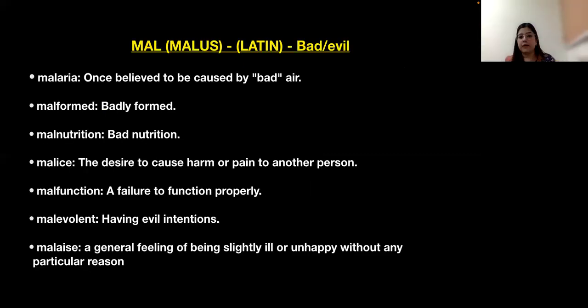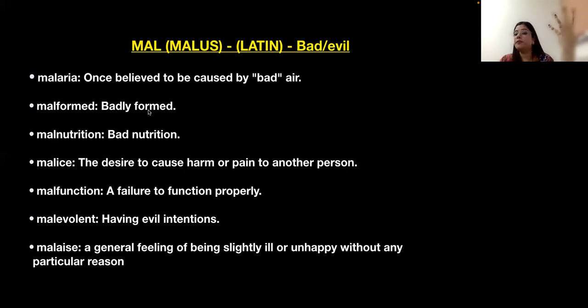Next, mal, we have been talking about this. Again, it has been taken up from malice, malaria. So the story behind malaria is that obviously today we know that malaria is caused due to a female Anopheles mosquito, right, which carries a parasite. But in earlier times, it was thought that malaria is caused due to bad air, because generally mosquitoes tend to thrive in areas that are dirty, that are not very hygienic.